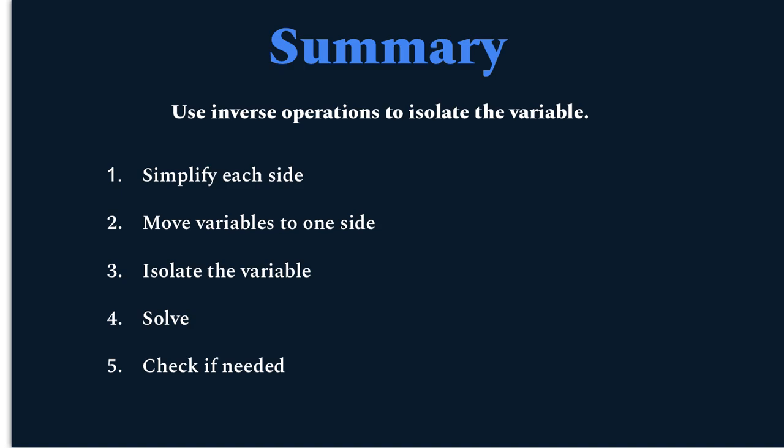All right, let's summarize what we learned today. To solve multi-step equations, we use inverse operations to isolate the variable. But before we did that, some of the equations required simplifying each side, which included distribution and combining like terms, and sometimes just combining like terms or just distribution. Then we have to move the variable to one side. It does not matter which side you move. I usually move to the left side, but sometimes I move to the right.